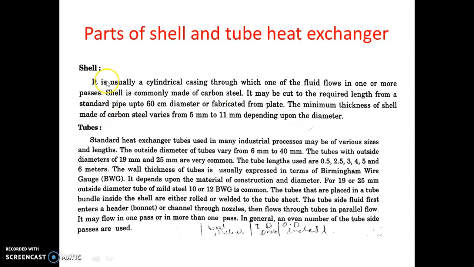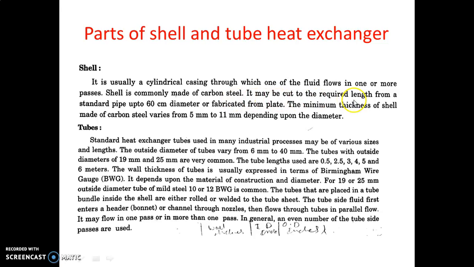So the first important part is the shell. What is meant by the shell of the heat exchanger? It is a cylindrical casing, that means the outer part of the heat exchanger, through which one of the fluids flows in one or more passes. Generally these shells are made from carbon steel, so the material of construction of this shell is carbon steel.